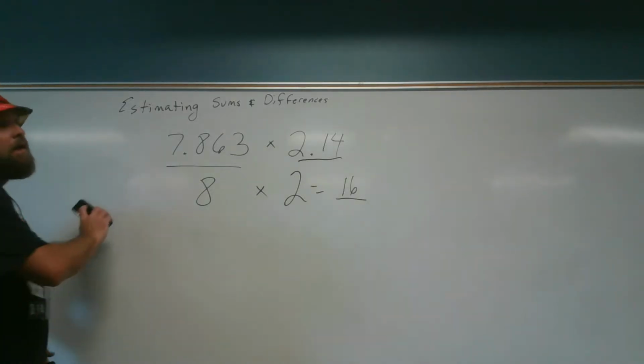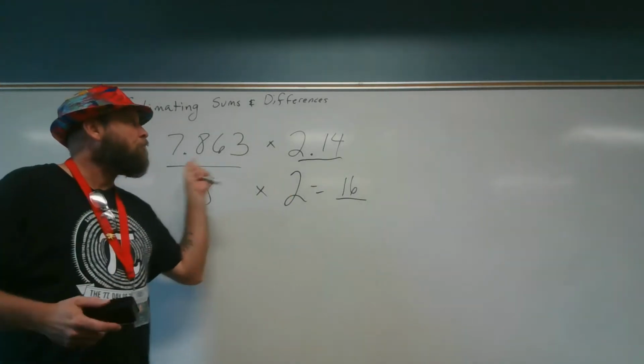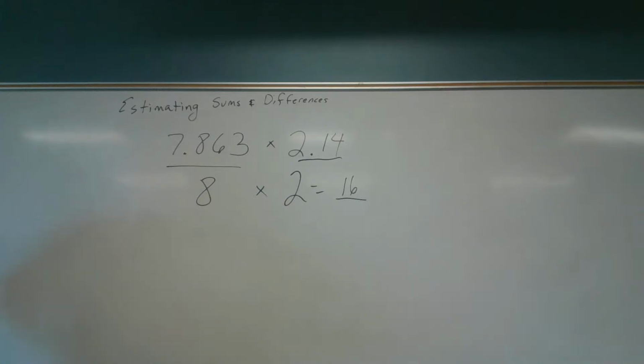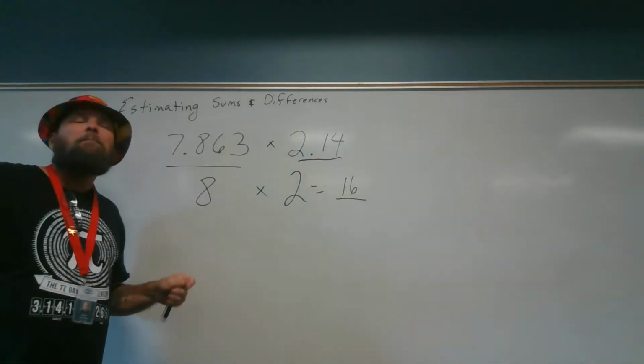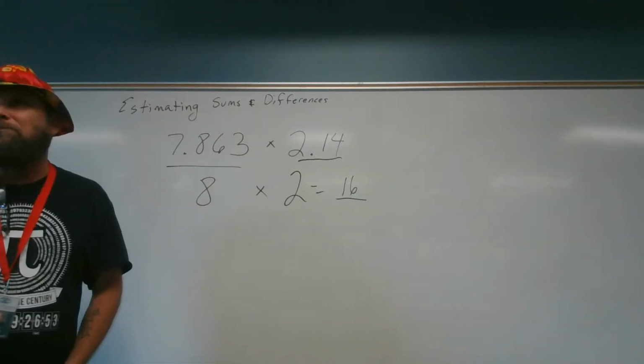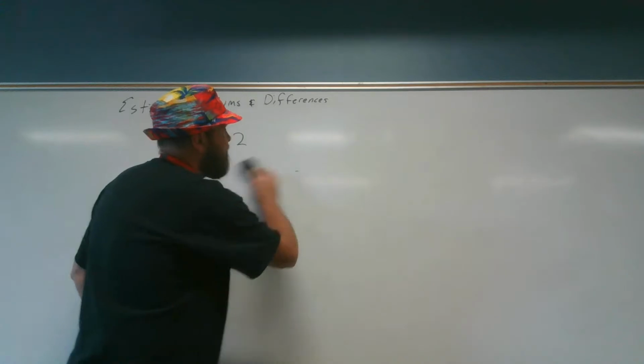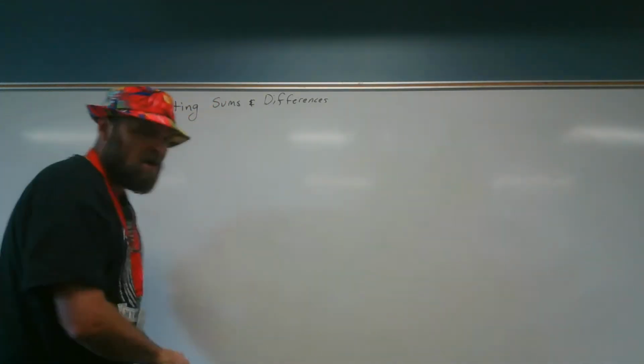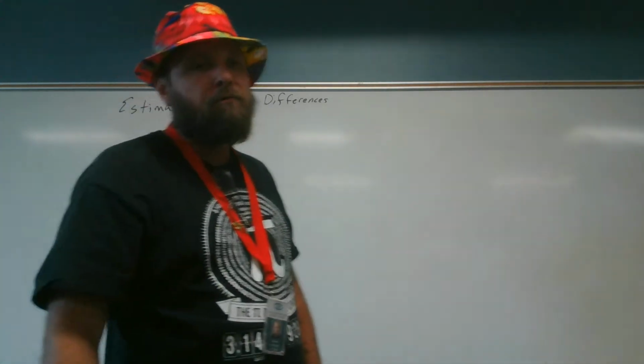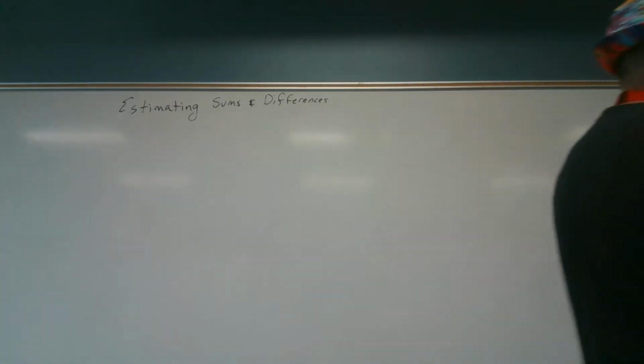What else do you get wrong? When we're multiplying decimals, you might do the multiplication correctly, but the decimal point's placed in the wrong spot. So that's one place where estimation really helps. Division, estimation really helps. We're going to talk about addition and subtraction of decimals today.